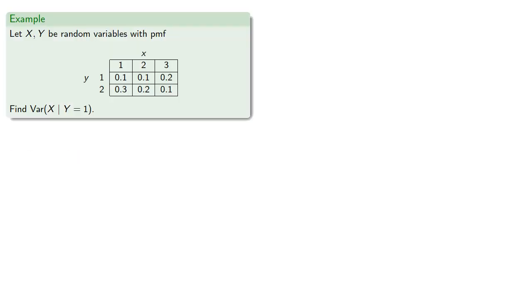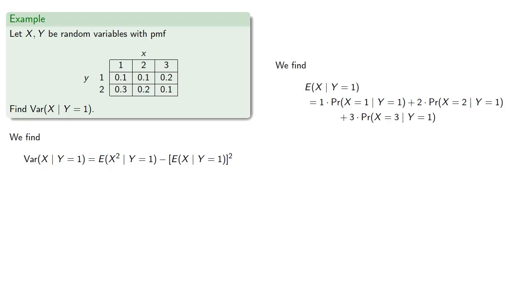So let's go back to our joint distribution and let's find the variance of x given that we know y is equal to 1. So first we have our computing formula, and now we want to find these conditional expectations. So that expected value, well, that'll be the payoffs, 1, 2, or 3, times the probability that x equals 1, 2, or 3, given that we know that y is 1.